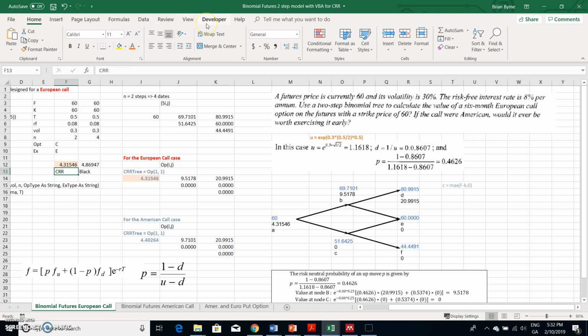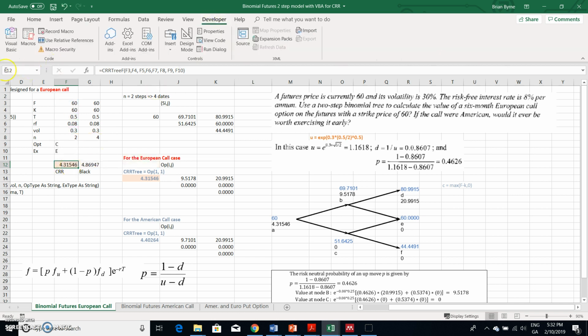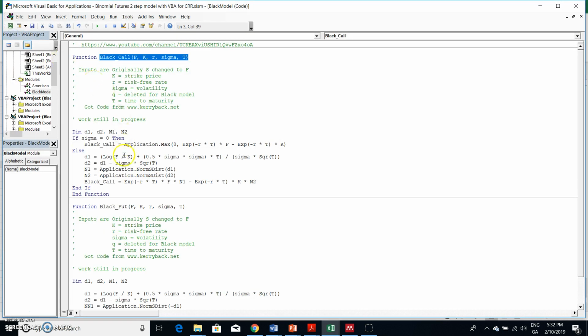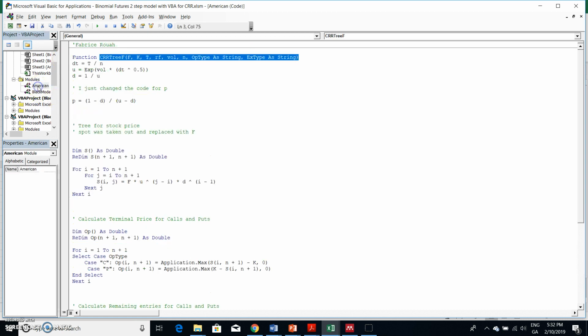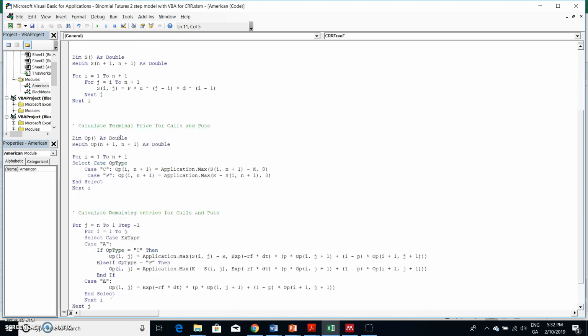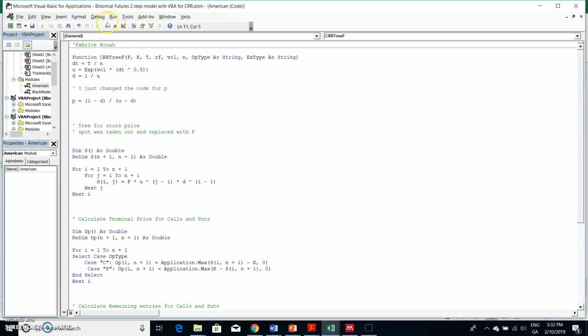Let's take a look at the code here for this function. Right, let's take a look at this function in VBA. So I go into the developer, and for the American Cox-Ross-Rubinstein, it's the same as before. This is code that basically follows in line with code developed by Fabrice Roux. I make one small change.